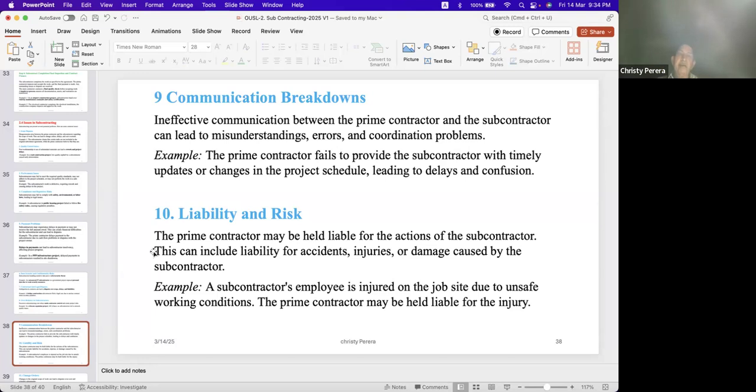Number 10, liability and risks. The prime contractor may be held liable for the actions of the subcontractor. This can include liability for accidents, injuries, or damage caused by the subcontractor. Example, a subcontractor's employee is injured on the job site due to unsafe working conditions. The prime contractor may be held liable for the injury.